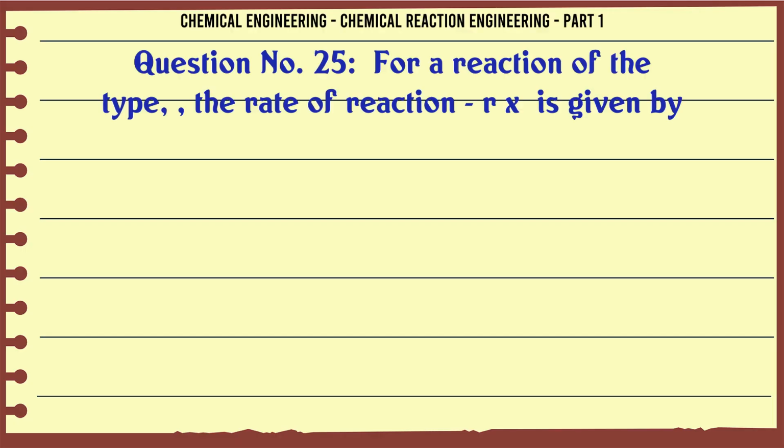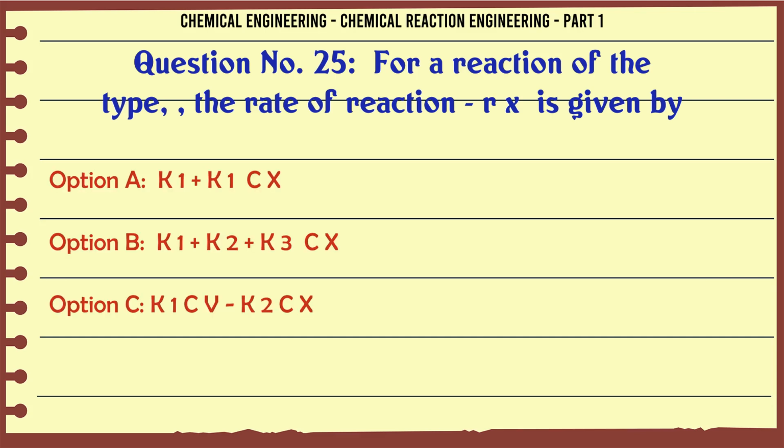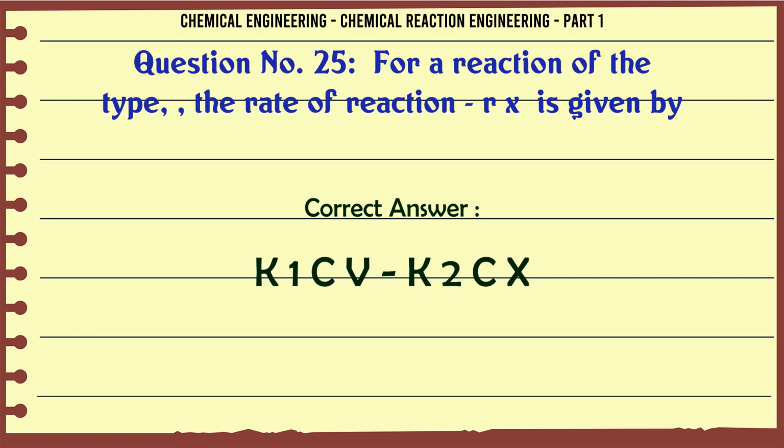For a reaction of the type, the rate of reaction, Rx, is given by A. K1 plus K1 Cx, B. K1 plus K2 plus K3 Cx, C. K1 Cv, K2 Cx, D. K1, K2 Cx. The correct answer is K1 Cv, K2 Cx.